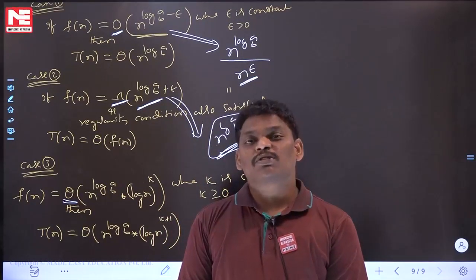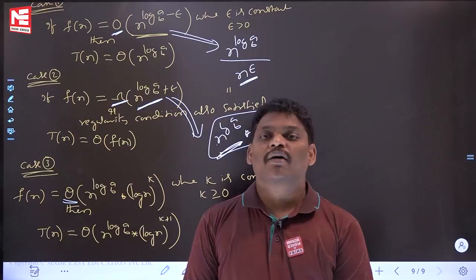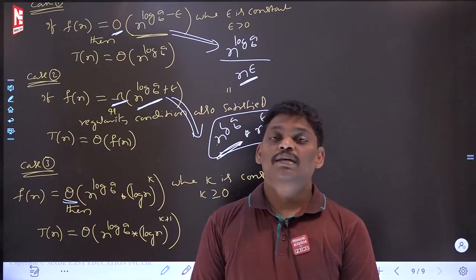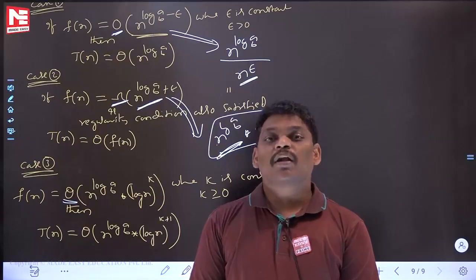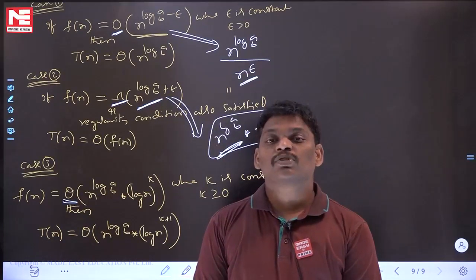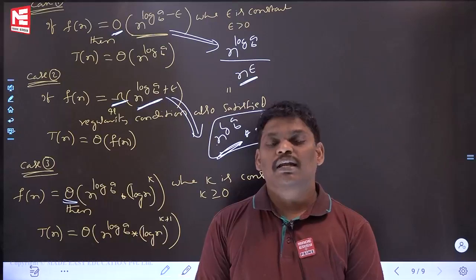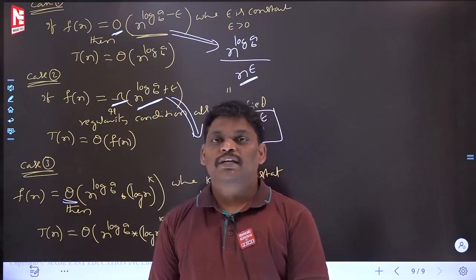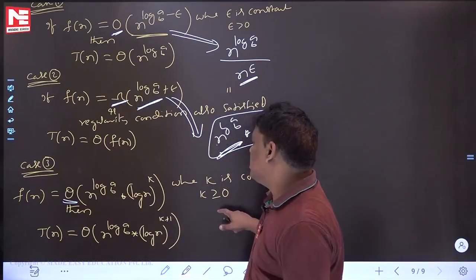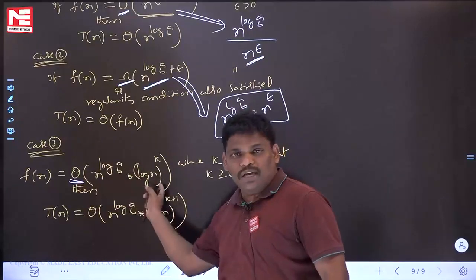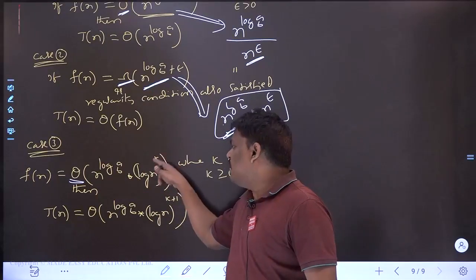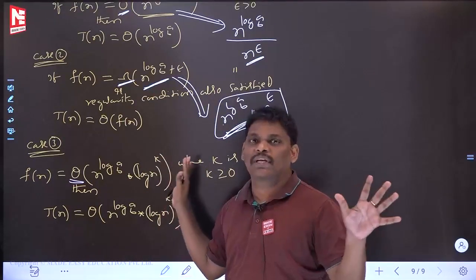If n power log a base b is polynomial times greater than f of n, then the answer is n power log a base b. In case 2 of the master theorem, n power log a base b is polynomial times smaller than f of n, then the answer is going to be f of n. Next, case 3 says that both are equal. If both are equal, then whatever is there on the right side, just in the power k, write k plus 1, something like that.